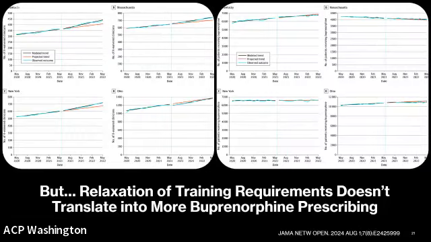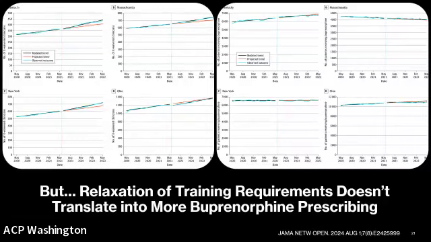And they looked basically on the left-hand side. This is number of X-waivered clinicians. That went up everywhere when people didn't have to go through the 8-hour training. But the number of buprenorphine prescriptions over on the right-hand side was essentially flat everywhere. So more people with X waivers didn't translate to more buprenorphine prescriptions, which is not at all surprising, because even before that, we had studied people that went through the 8-hour training, and very few of those people end up prescribing buprenorphine or prescribed to very few people.